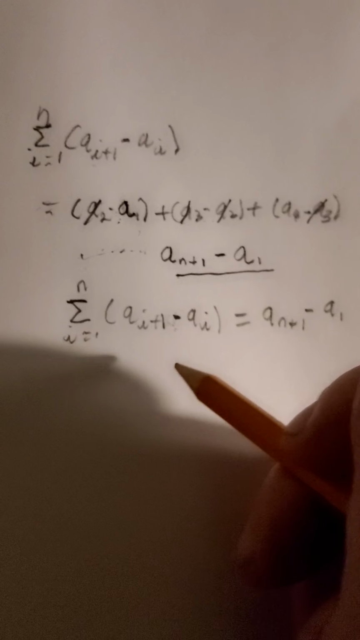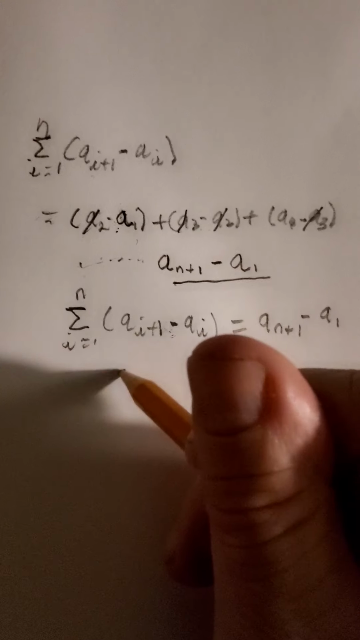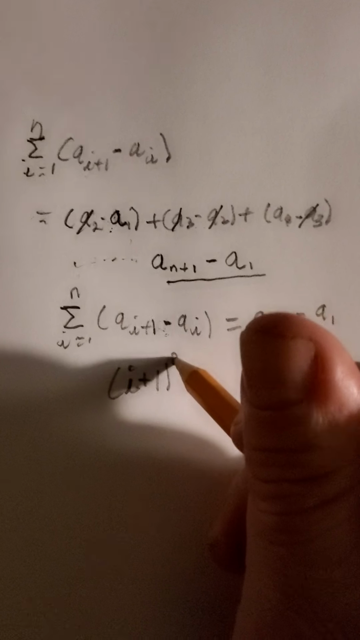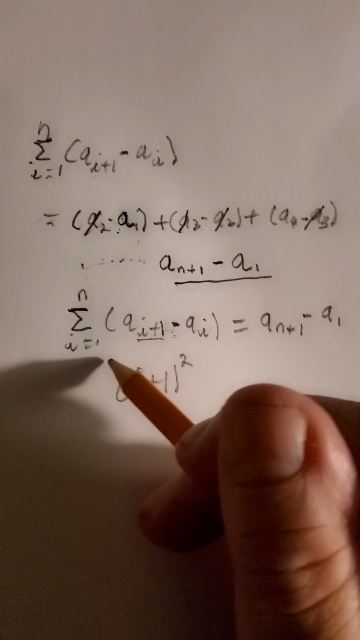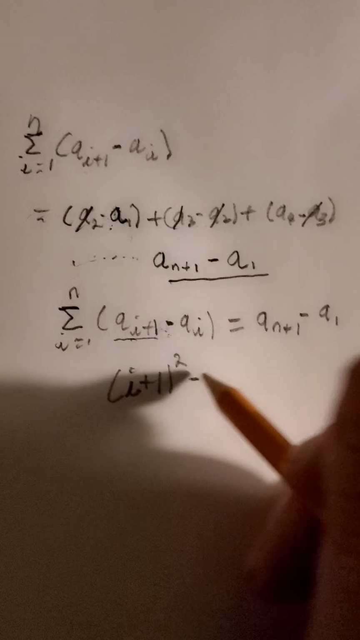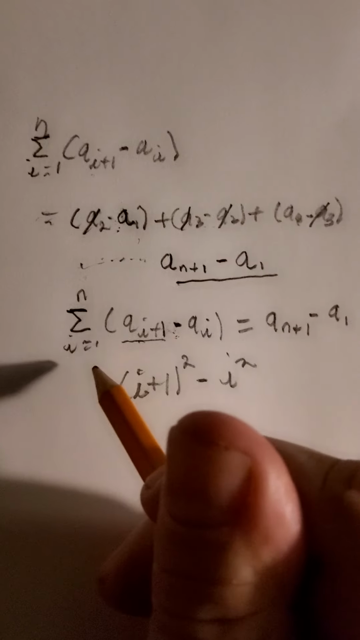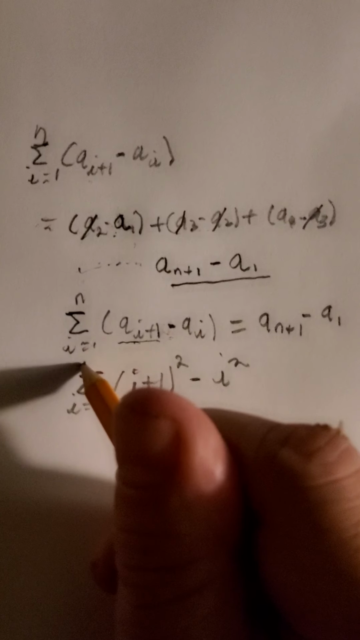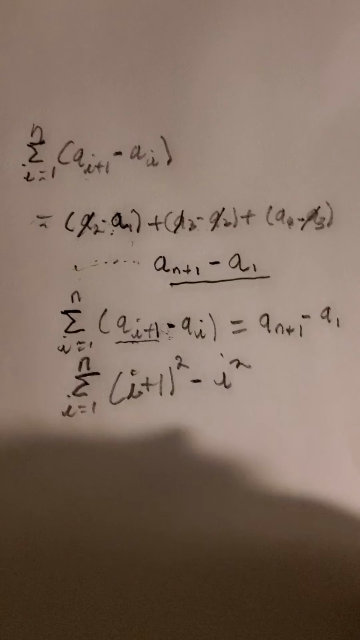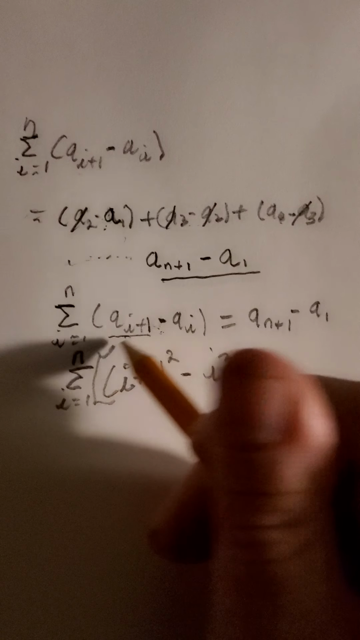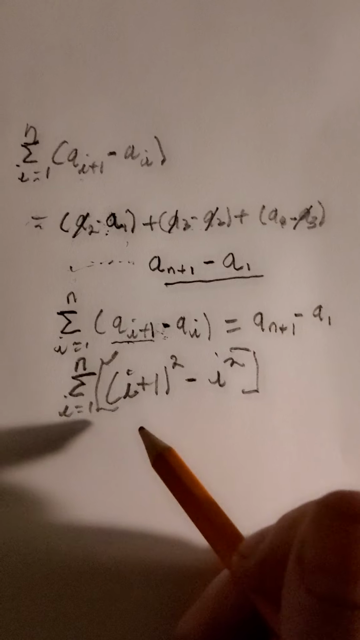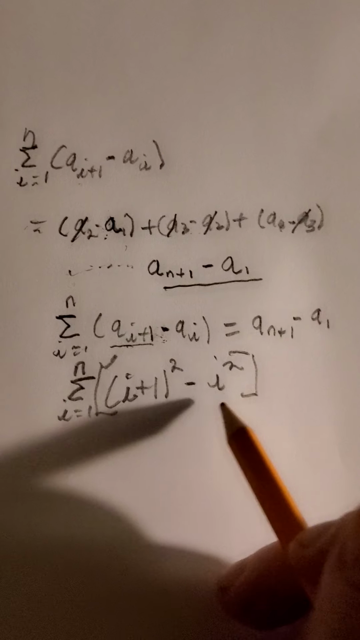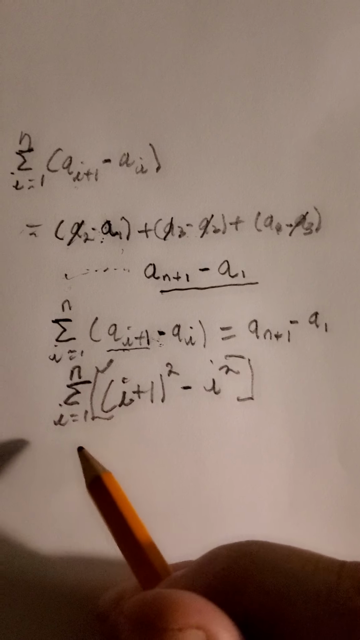And this Riemann guy, he came along and he said, what happens if I try i plus 1 squared minus i squared, for this a sub i plus 1 minus a sub i, and I take the summation of that with i going from 1 to n? Because he noted that when you square all this, the i squareds will cancel, and you'll be able to find the summation of i, as i goes from 1 to n.